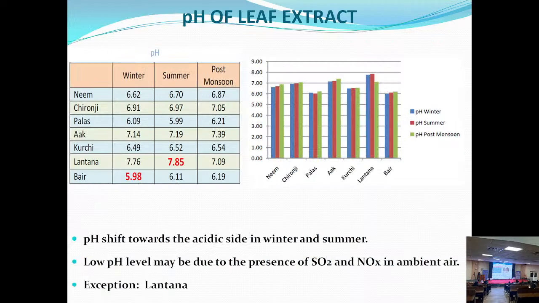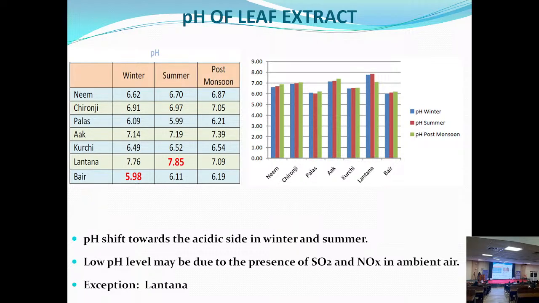So this is the variation of pH of leaf extract during the season. Here we can see that the pH shifts towards the acidic side in winter and summer, and this low pH level may be due to the presence of sulfur dioxide and nitrogen oxide in the ambient air. And here there is an exception in the case of lantana, where it is maximum in the summer season.